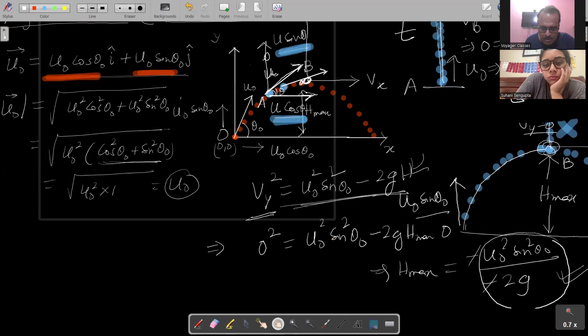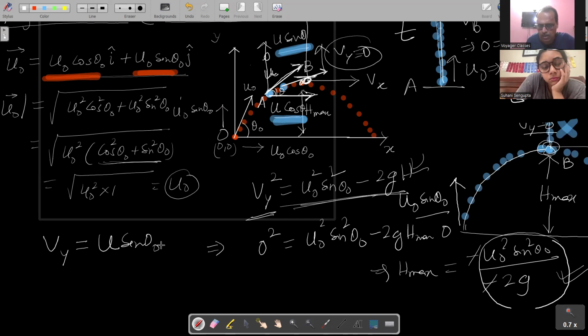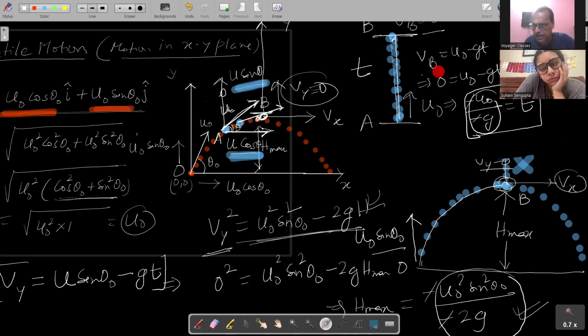Now if it happens in vertical motion, what would happen in projectile motion? See what happens. In projectile motion, at that point Vy is zero. So we can say Vy is equal to u sine of theta zero minus g into t. Now, is it clear? In case of projectile, it is the same equation that you have written for vertical motion. There Vb was zero, so here Vy will also be zero. Clear?